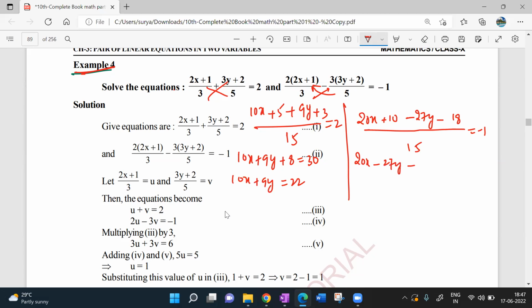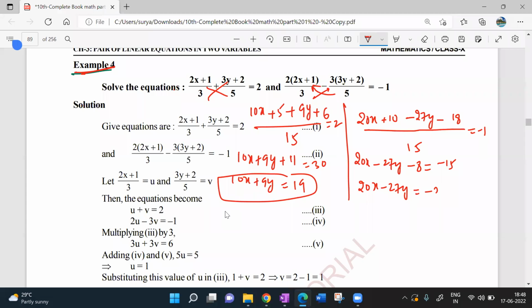Minus 27y. Sir, in the first one, it is going to be 9y plus 6, no, sir. Sorry, sir. 6 here. Plus 11. Is equal to 19, correct? First equation, second equation. Did you understand what I wrote here? Minus 7. Any doubts?